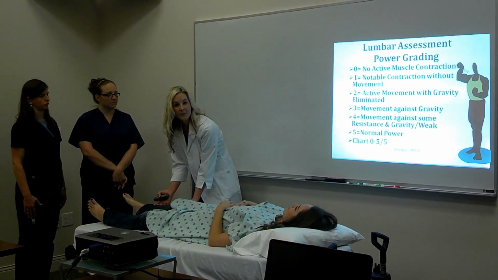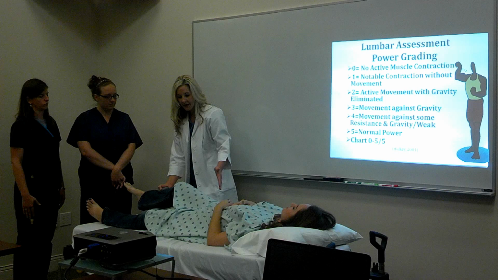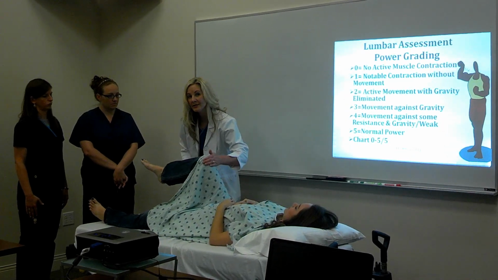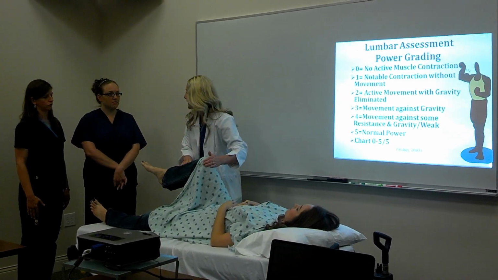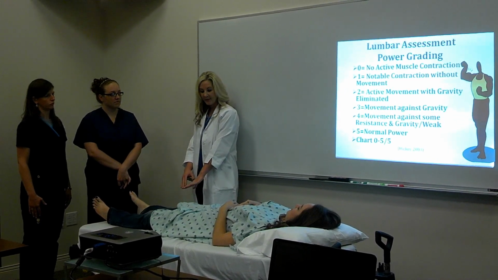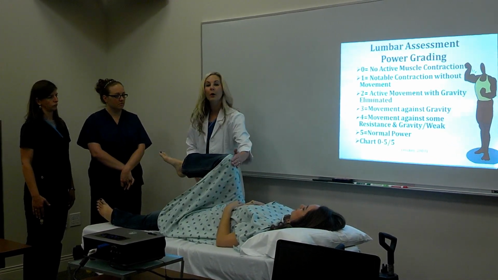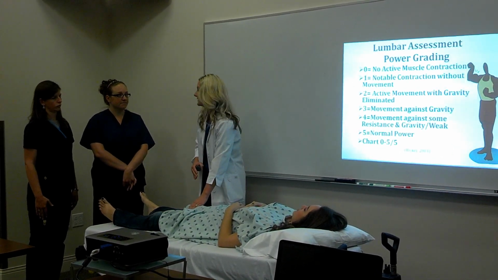A score of 4 would be Stephanie is able to move her extremity against gravity and against some resistance, but I am noting that it is weak. A score of 5 would be Stephanie is able to move her extremity with normal power and against resistance.